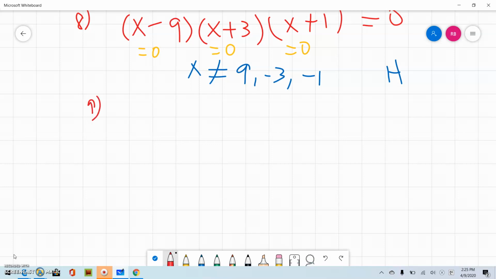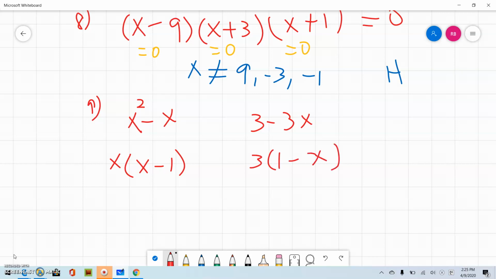9. It's asking for LCM. So when you do LCM, you need to make sure you factor first, right? Alright, so this has x and x minus 1. And this one, once you factor, it's this, right? But x minus 1 and 1 minus x is similar. It's just that 1 minus x has been multiplied by negative 1.